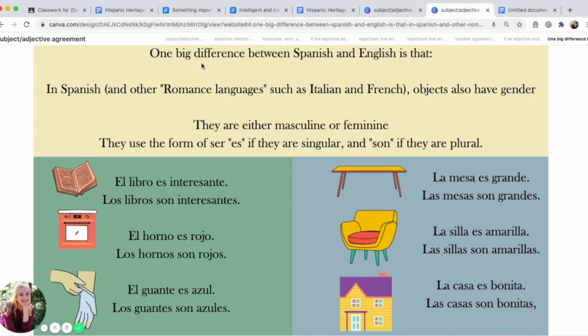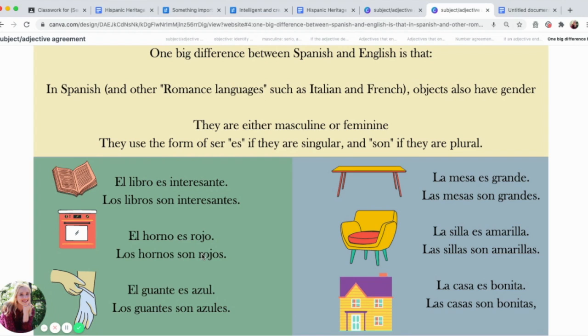Objects have gender too. So the table has gender. The seat has gender. The TV, the house, all of these things also have a gender. We need to learn how to figure out what the gender of the object is. Here's how we find that out.